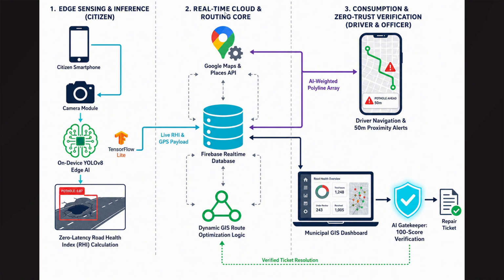And when someone claims a repair is done, our AI gatekeeper will demand a whole 100 score verification scan before it generates a repair ticket and closes the loop. And that is this verified ticket resolution going back into the system. So basically, it's one complete self-correcting cycle: detect, score, route, verify, and resolve.